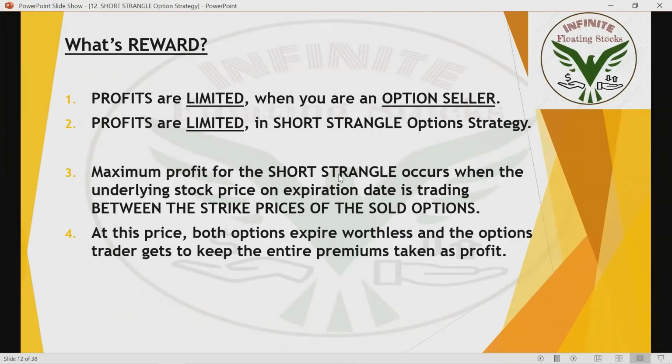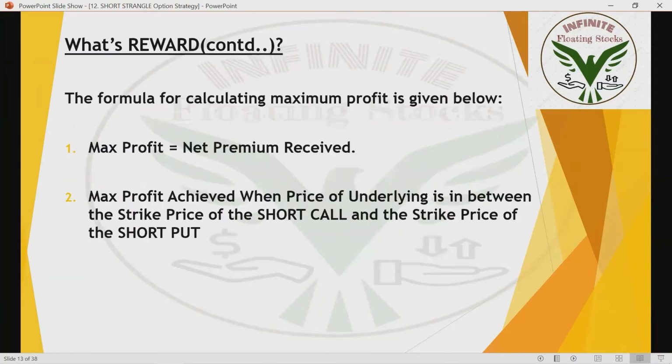So maximum profit for this is done. We'll get maximum profit if market stays in that boundary, in that range. Okay, so at this price, both the options expire worthless, and option trader gets to keep entire premium taken as profit. Okay, ignore if you don't understand also, no problem. You will get all the information from payoff chart. Okay, all right. So there's a formula for calculating maximum profit. Not necessary to memorize, and not necessary to write down, or not necessary to give attention to this slide. Okay, just practice payoff chart.